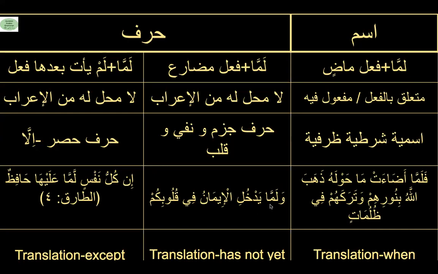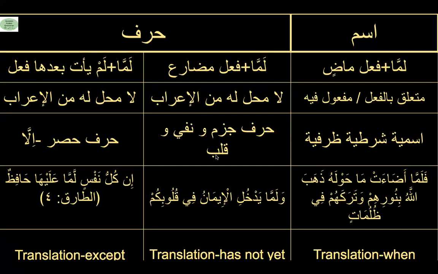Lamma also negates jumla filia after it. A special feature about this negation is that it takes into account the beginning of the time till the time of conversation, and it tells us the action has not yet occurred or happened since the beginning of the time till the time of conversation. So in the entire time, this action has not taken place.